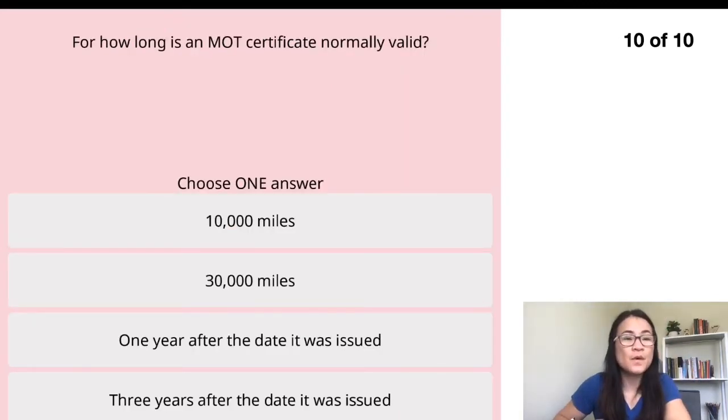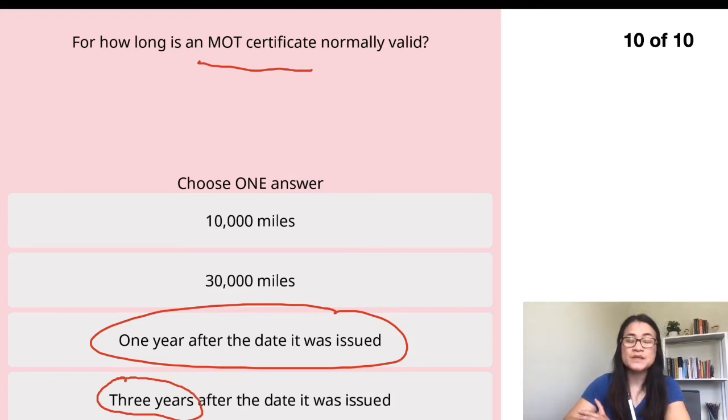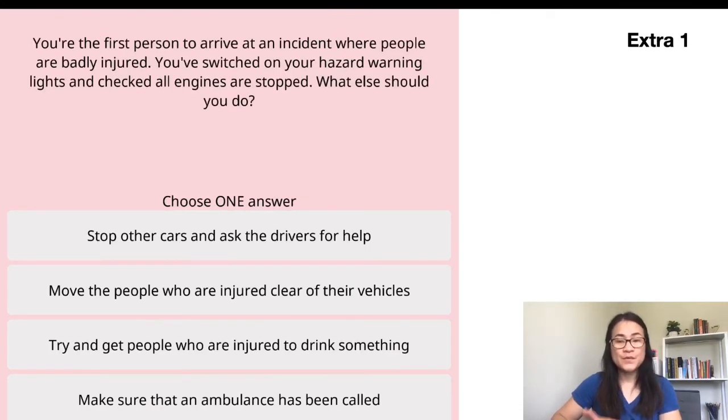Question 10, for how long is an MOT certificate normally valid? An MOT certificate is normally valid for 1 year after the date it was issued. The last one says 3 years after the date it was issued. The number 3 years is also important for MOT. So if you have a car older than 3 years, you have to have an MOT certificate when you renew tax. For this video, I have 3 extra questions.